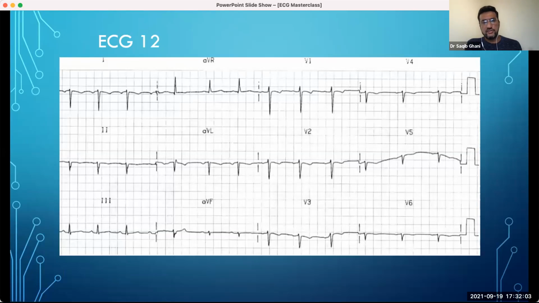Let's have a look at this ECG. There's no clinical history with it. I just want people to look at it and shout out any abnormalities they have picked up.